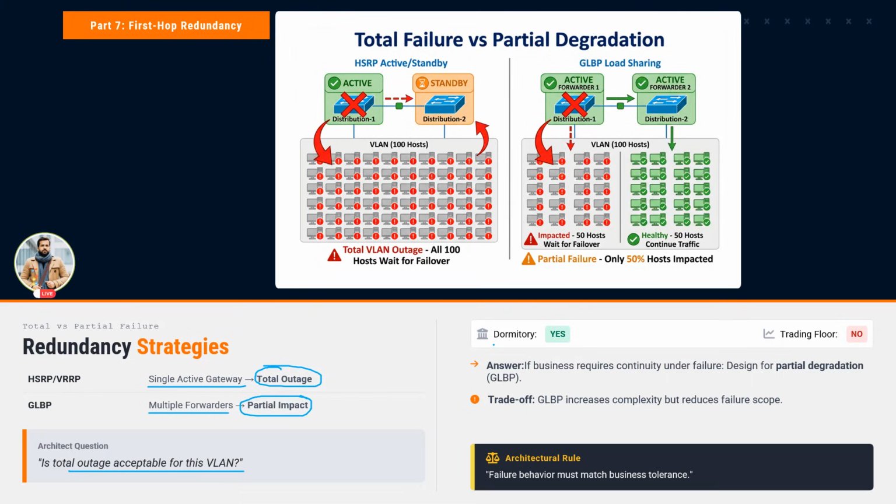I imagine that depends on the use case. Exactly. Dormitory network, total outage for a few seconds? Probably fine. Trading floor? Absolutely not acceptable. If business requires continuity under partial infrastructure failure, design for partial degradation. GLBP increases complexity but reduces failure scope. The rule is failure behavior must match business tolerance.